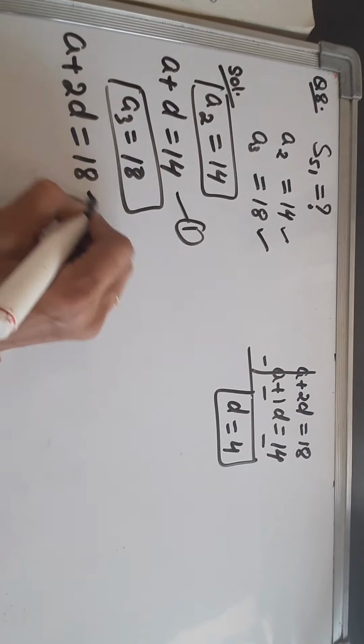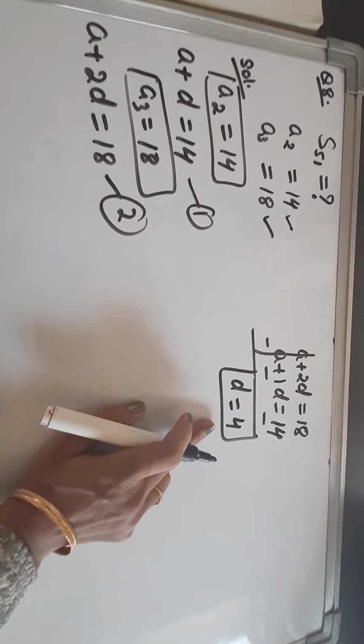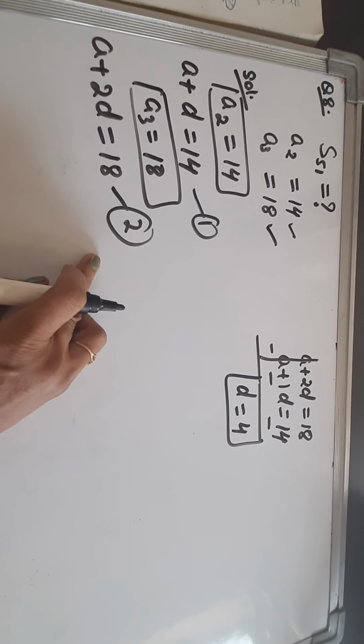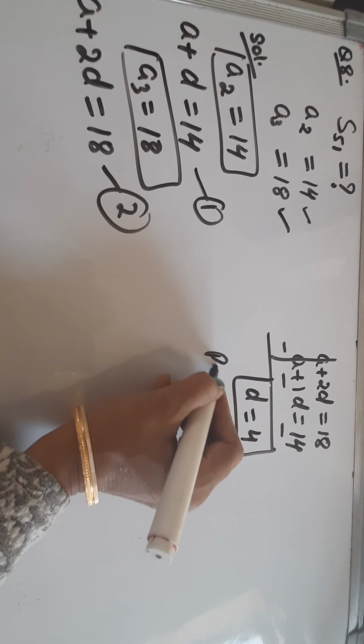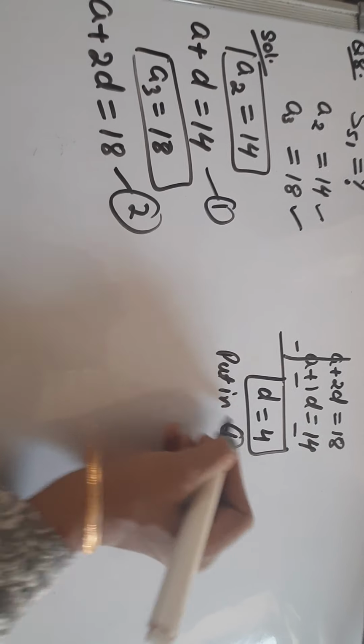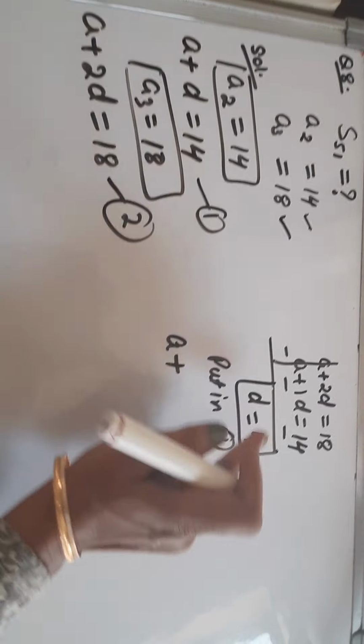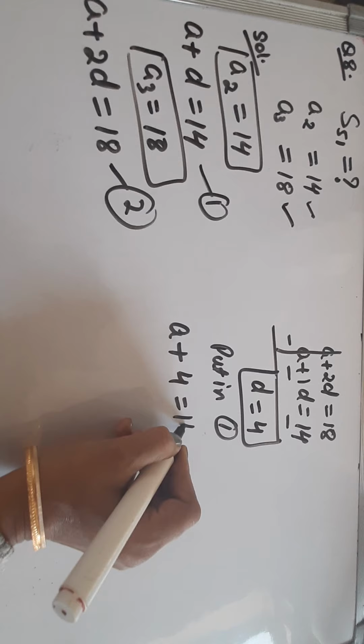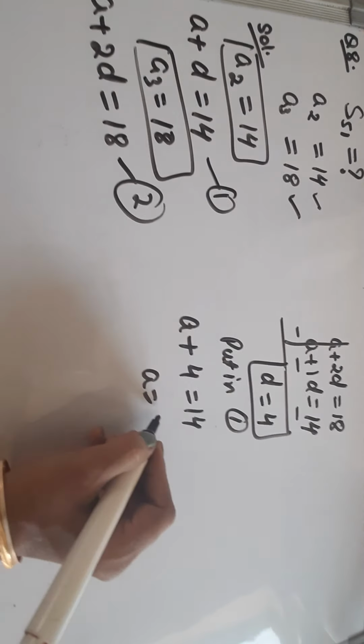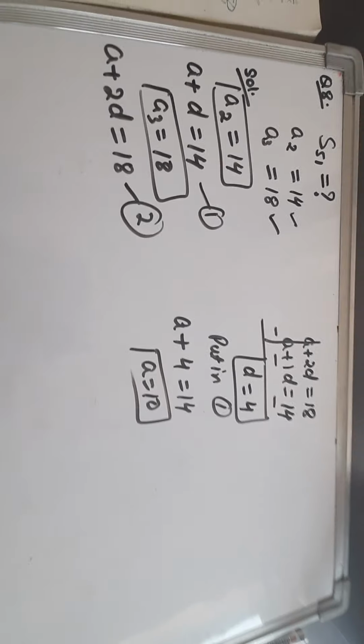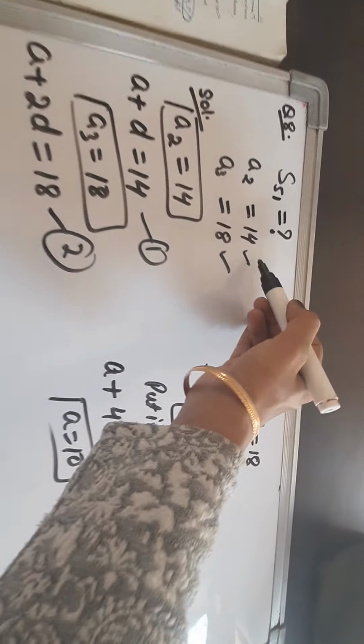Now we have two equations, 1 and 2. By putting the value of D either in the first or second equation, we will get the value of A. So put in equation 1, A plus D. In place of D we can write 4. So A is equal to 14 minus 4, that is 10. This is what we got from the given part.